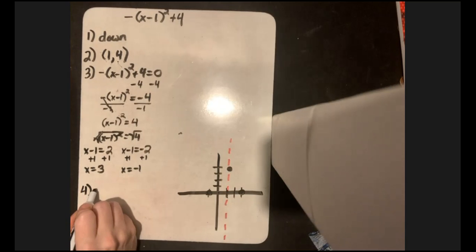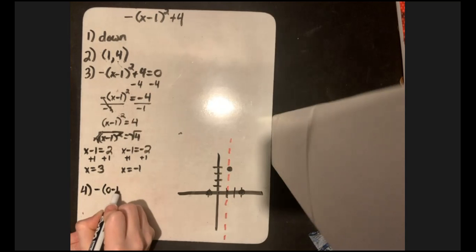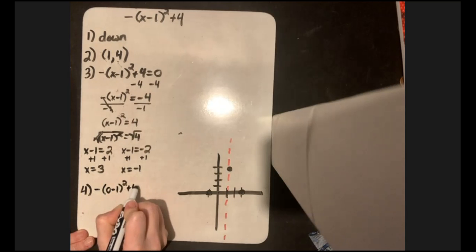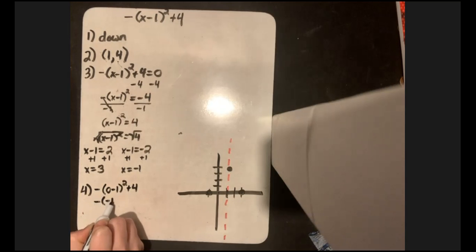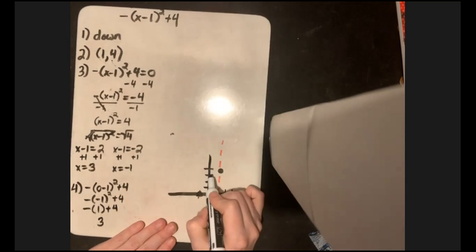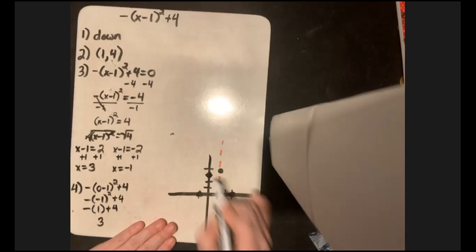So for my y-intercept, I'm going to plug in 0 and I'm going to solve. So 0 minus 1 is -1. So I've got -1. Okay, so -1 squared is +1. So I've got -1 plus 4, which is going to be 3. So I'm going to put that dot in right here.